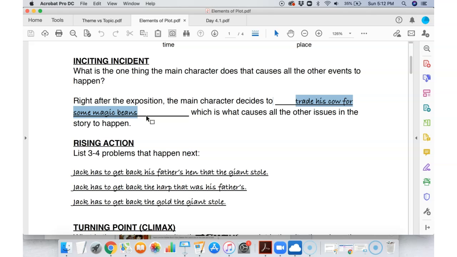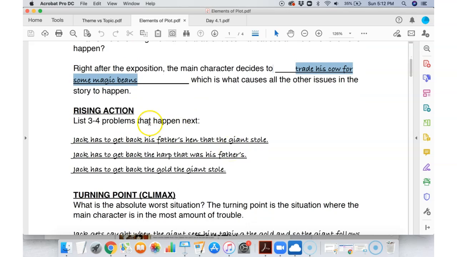In the beginning of the story, he was supposed to take the cow to town, right? And he was supposed to trade the cow, right? So he does trade the cow. He just didn't trade it for anything worthwhile. He didn't do anything worthwhile with what the directions were from his mom, okay? And this is what causes all the other issues in the story to happen. That's how I knew to put trading his cow for magic beans for the inciting incident.